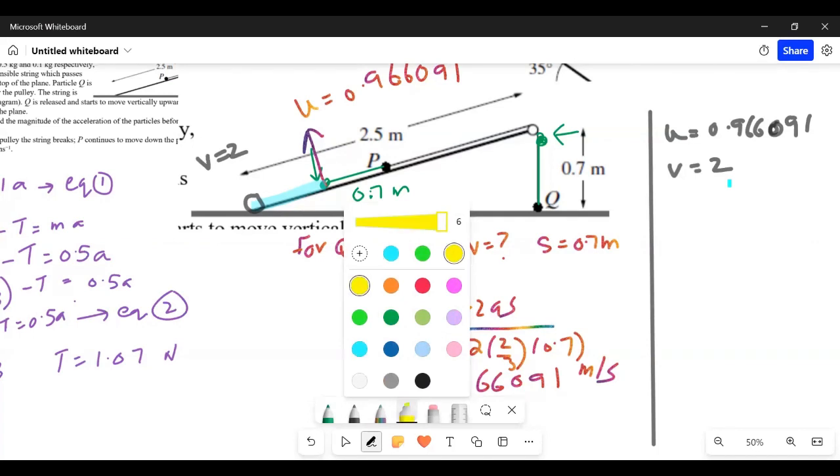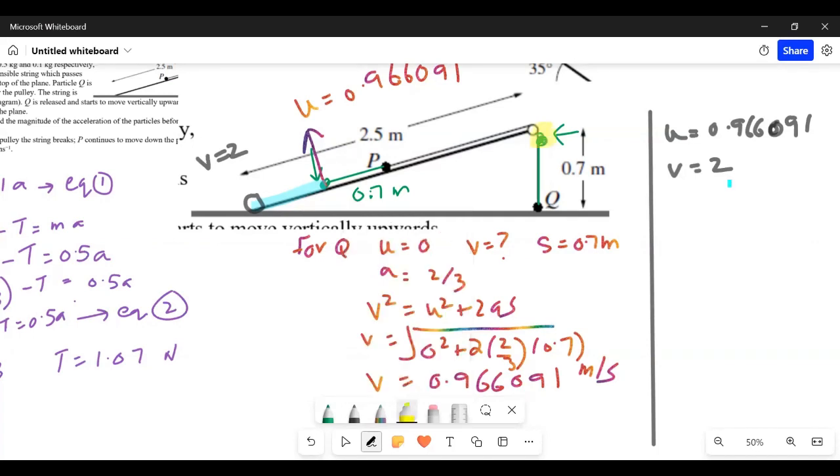hits, when Q hits this point, the string breaks. And now the string has broken. So that means there's no tension in the string anymore. So forward force is now 0. So forward minus backward is equal to acceleration. The acceleration is going to change. Forward force minus backward force is equal to ma. So since the forward force has changed, the acceleration will also change.